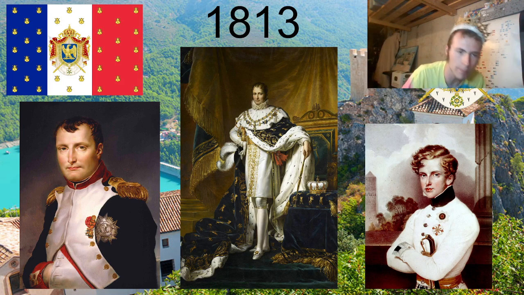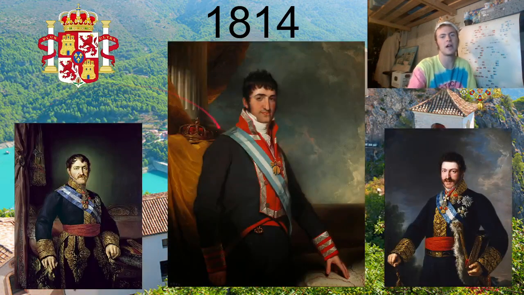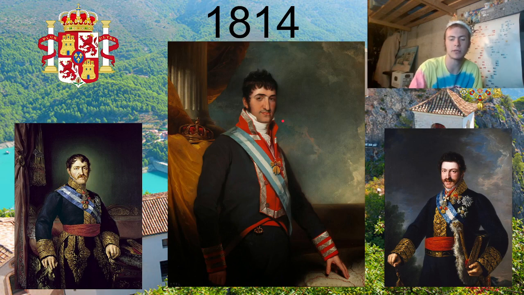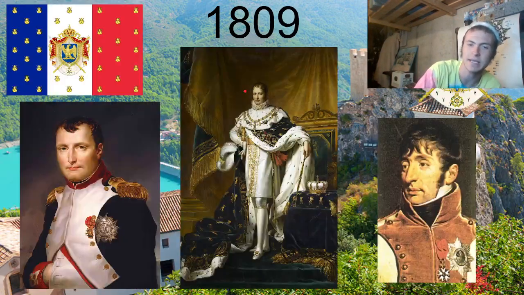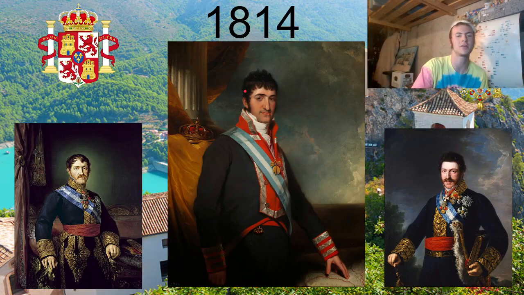So Joseph and the Bonapartes are taken out in Napoleon's empire. This is when Napoleon's empire kind of starts to fizzle out. And by the time we get to 1814, Fernando VII is now on the throne of Spain with the Bourbons. Now keep in mind, Carlos IV is still alive. He doesn't die until 1819. He's just kind of chilling in the back while this is all happening.